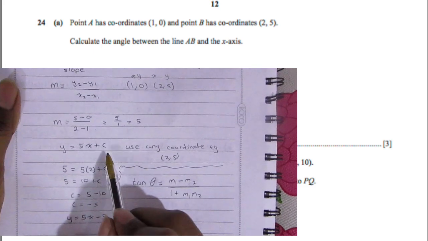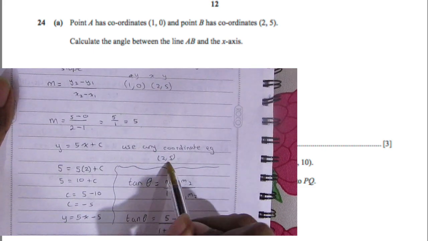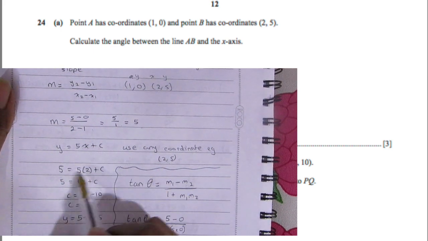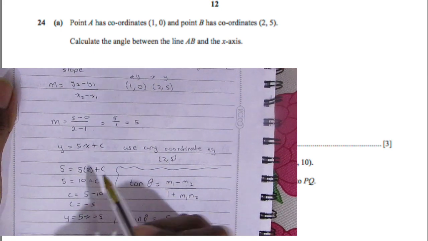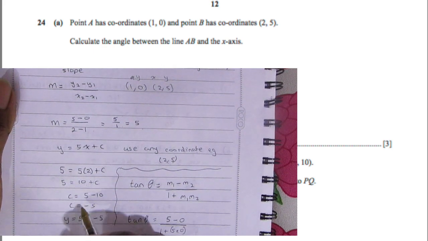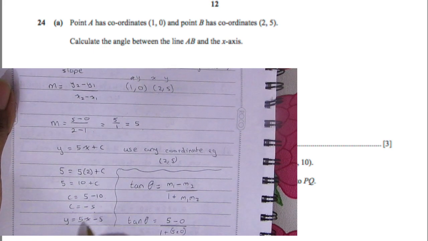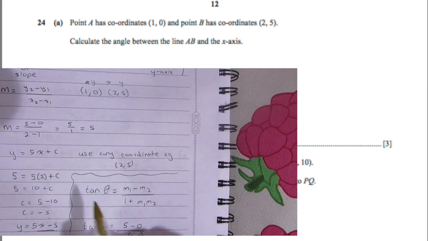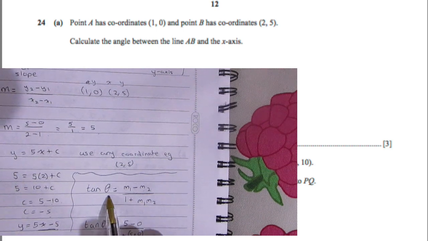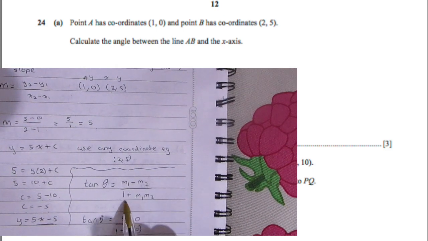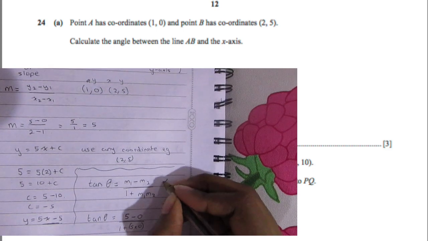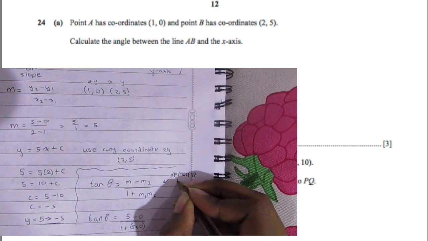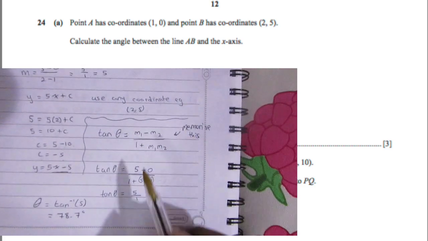So y is 5x plus c. Use any coordinate, for example, 2 and 5. So 5 is the y, 2 is the x. So 5 is equal to 5 times 2, 10, plus c. Move it there. 5 minus 10, c is negative 5. This is the equation. Now, tan theta is equal to m1 minus m2 over 1 plus m1 m2. Memorize this. So put in the info.